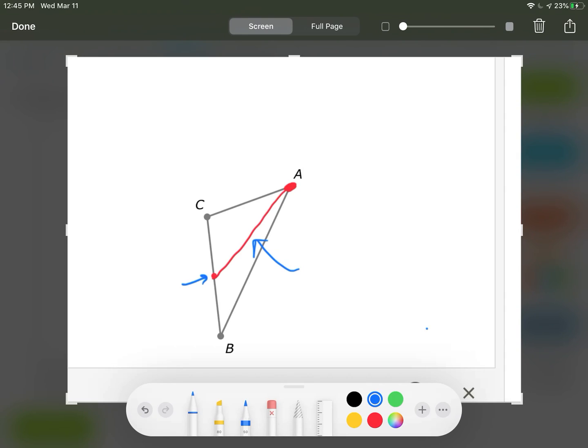Now, we can get the midpoint of that side by constructing the perpendicular bisector, right? Because not only is it perpendicular, but it also bisects the line segment CB. So if we can construct a perpendicular bisector, then that'll pinpoint for us that exact spot where the midpoint is. Okay, and then all we got to do is draw a line from A to that point, and then that makes this line segment a median.